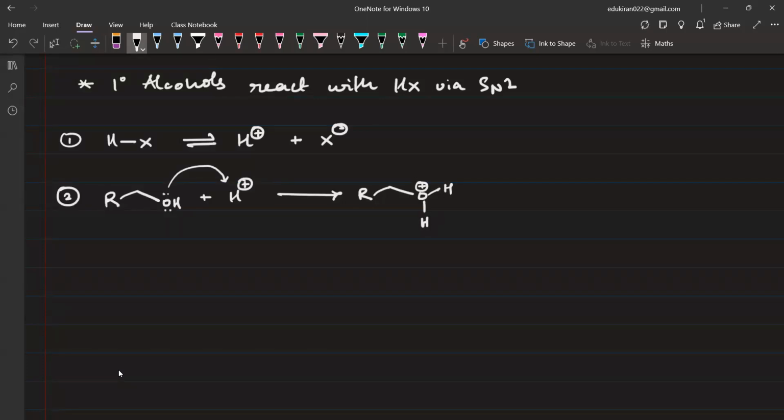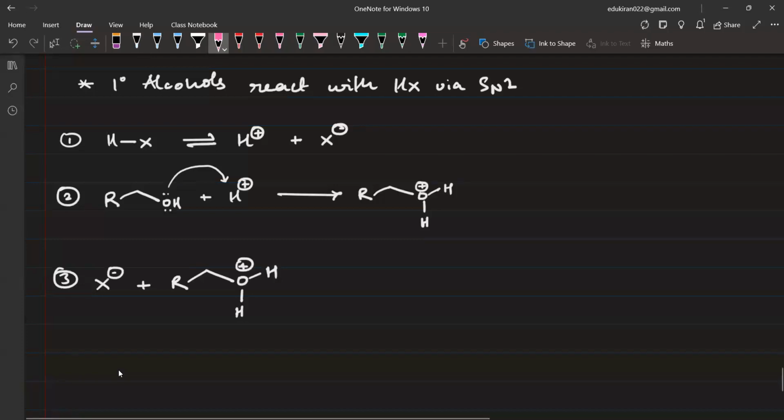Now what will happen in the third step? The X negative will come forward, and please see, we'll have RCH2 oxygen, then there are 2 hydrogens like this. This is having a positive charge. Now, as you can see, oxygen, which is very electronegative, will be pulling electron density from the carbon atom. And now it is having positive charge also, it will be pulling electron density more intensely. So this carbon atom will get a delta positive charge. Now, that's why this X negative is going to attack on the carbon atom.